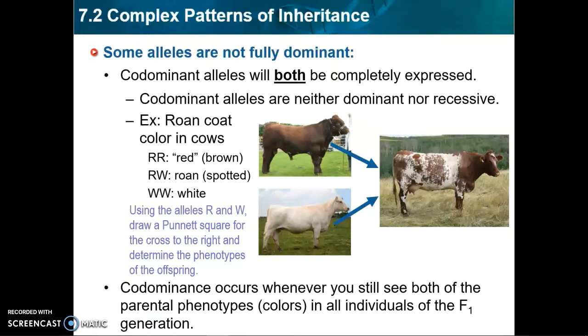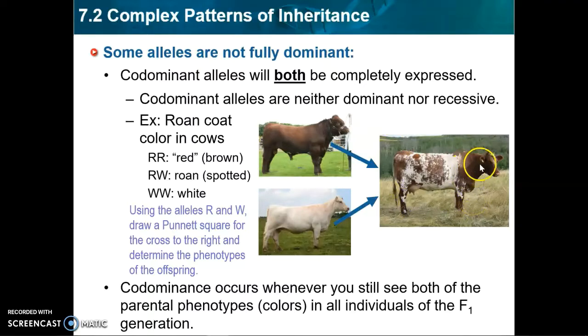Our example is this color pattern that we call roan. You can see it in the offspring right here. It's kind of this spotted pattern. And if we take a bull that has red hair, and even though it might look brown to you, it does have a reddish tint. This would typically be called a red coat color. And if we cross him with a cow that has white coat color, they will produce offspring that are this kind of spotted roan coloration.